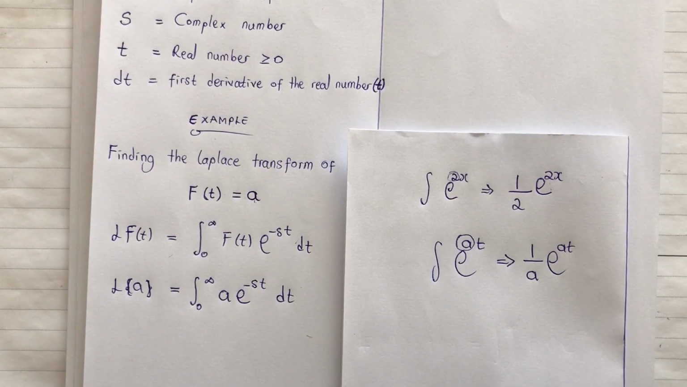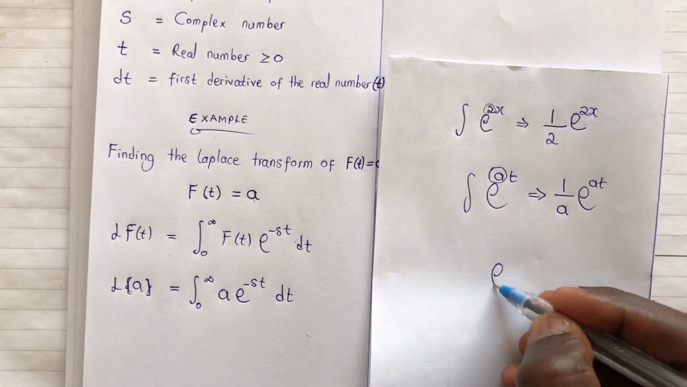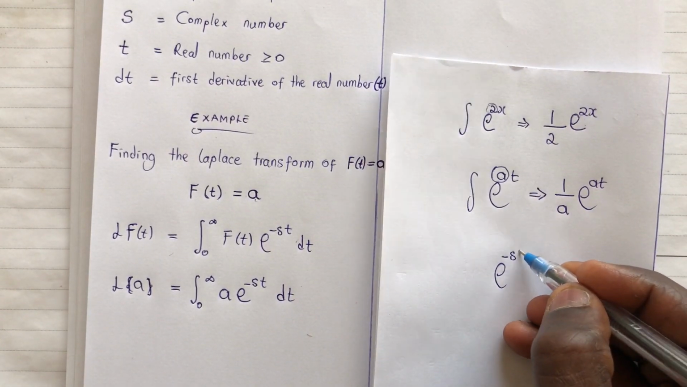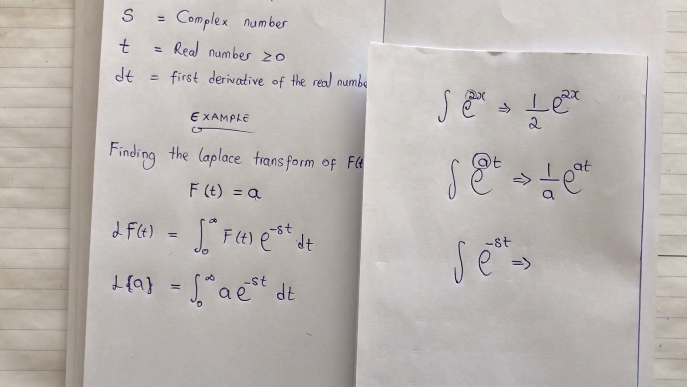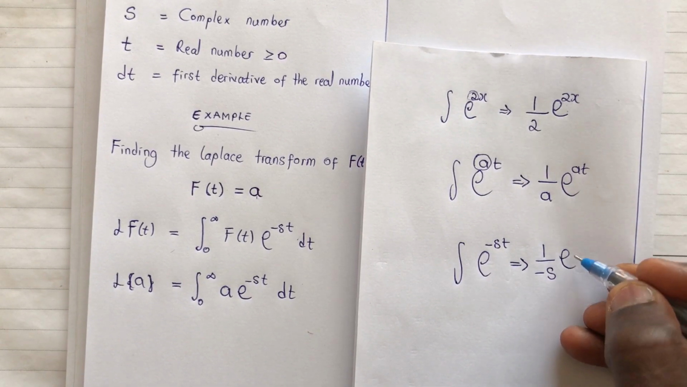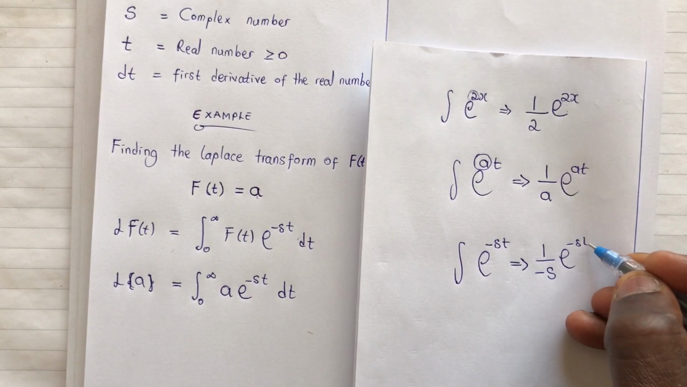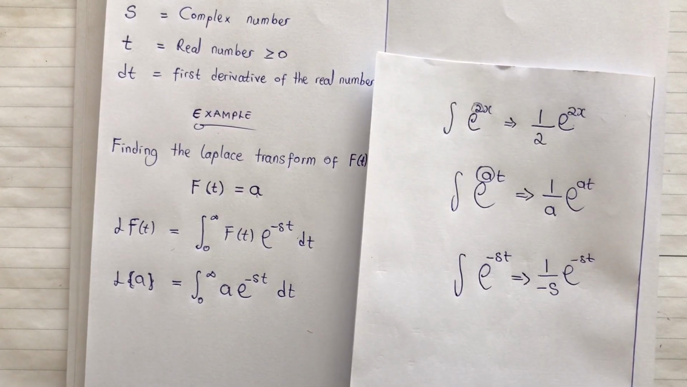Do we get it? All right, so now when we look at the function we are coming to work on, we have e to the power negative st. So all we are doing is that the integral of this is going to give us 1 over negative s, e to the power negative s times t. And we are done. As simple as that. So let's introduce that.